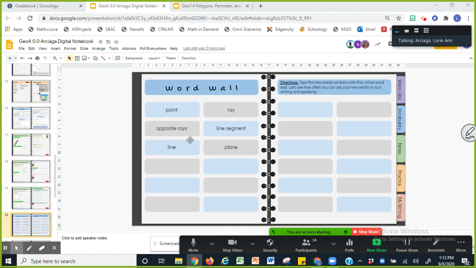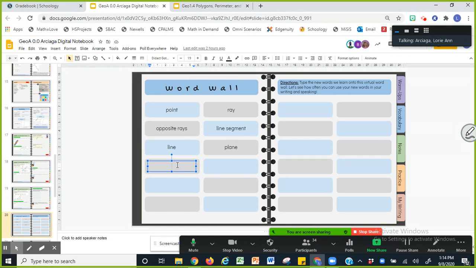So far, in our word wall, these are some of the things that we have discussed in the past 2 or 3 lessons, right? We discussed points, rays, lines, line segments, and a plane. So if you don't have that in your word wall, you can add that right now. And then add the vocabulary words that we had last time.